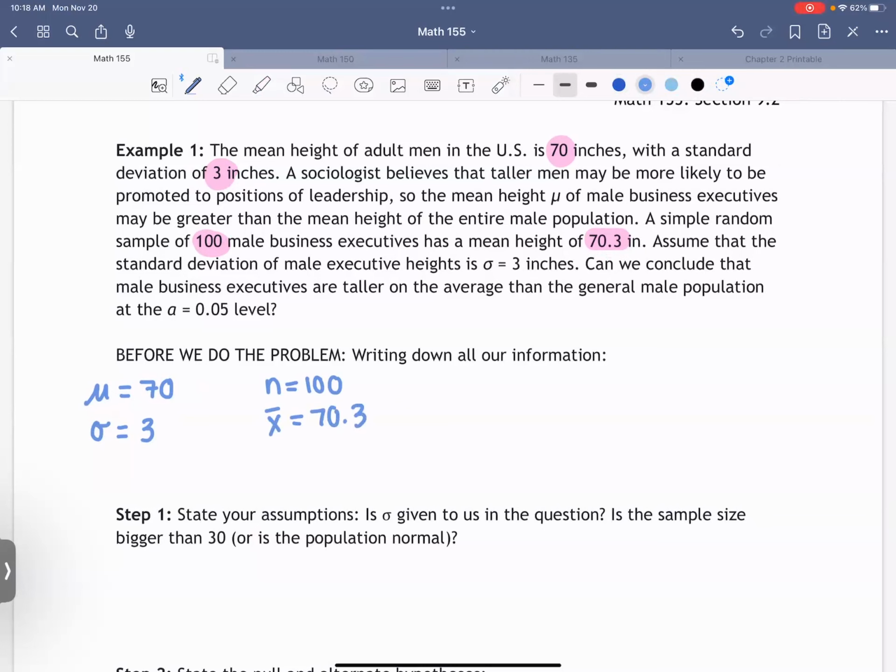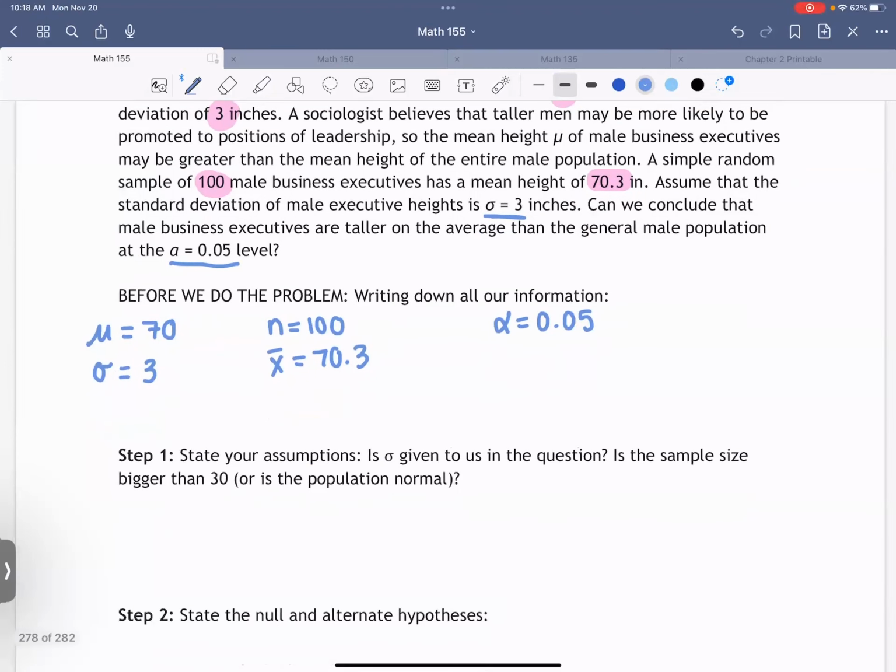Okay. Assume that the standard deviation is sigma equals 3. We already wrote that down, so I'm not going to write it down again. We want to conclude if male business executives are taller on average at the alpha equals 0.05 level. So alpha equals 0.05. Okay. So I wrote down all the information. This was really helpful, especially because sometimes when you're doing these questions, it's so hard to go back and forth between the big paragraph and writing down your numbers. It's just a little crazy.